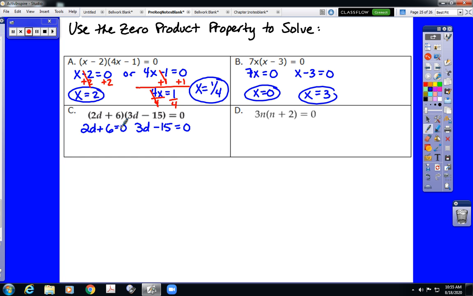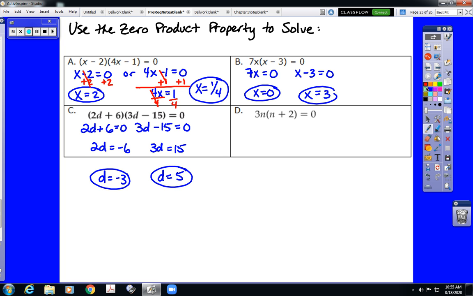We would then solve that equation. So we'd start by subtracting 6 from each side, which would give us 2d equals negative 6. Divide by 2. Our first potential answer is d equals negative 3. Same thing on the other side. Add 15 to each side, and then divide by 3 would give us d equals 5.